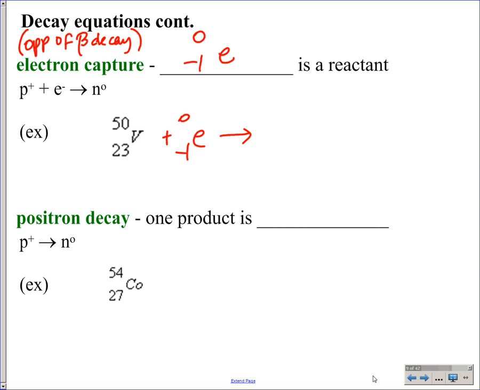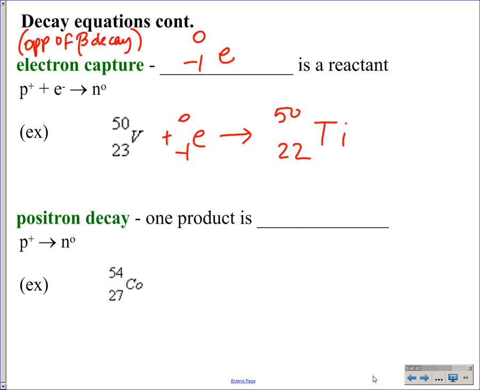So using your same rules, you want the top numbers to equal, and you want the bottom numbers to equal on reactants and product sides. So vanadium 50, so 50 plus 0 is 50. And then you've got 23 minus 1, which is 22. Whenever you look up that atomic number on the periodic table, you'll see that it's titanium. Okay, so that's how you write the decay equation for electron capture. And make sure you know that electron is a reactant.